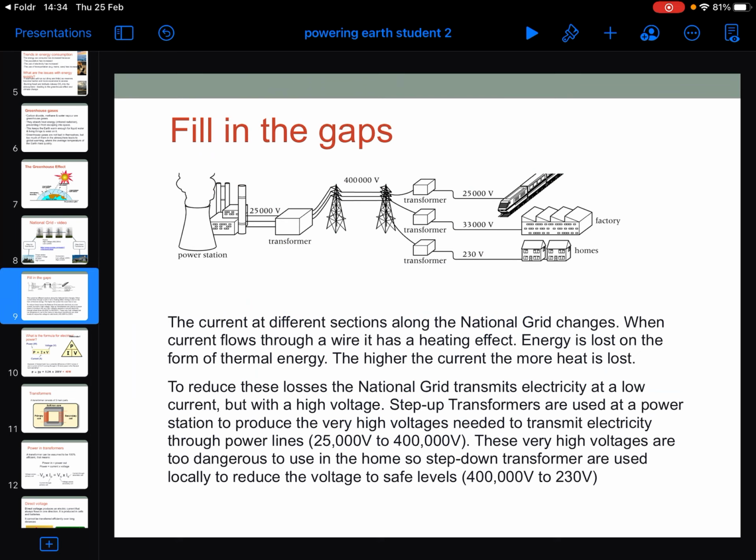There is a fill in the gaps sheet there, so if you would like to pause, you can have a little look at that if you've got to fill in the gaps on your sheet. If not, continue watching the video, nice and easy.